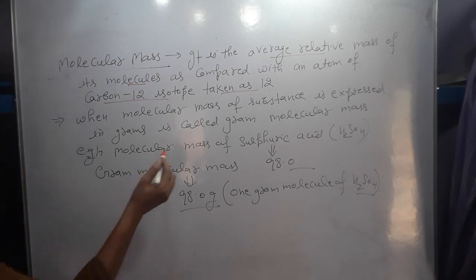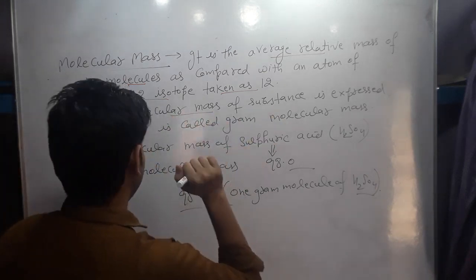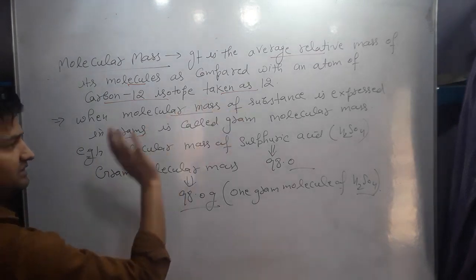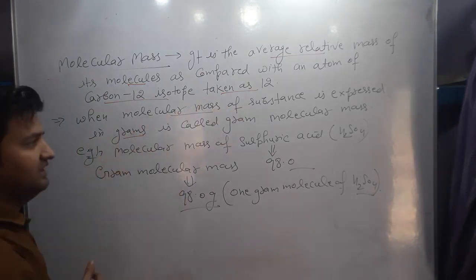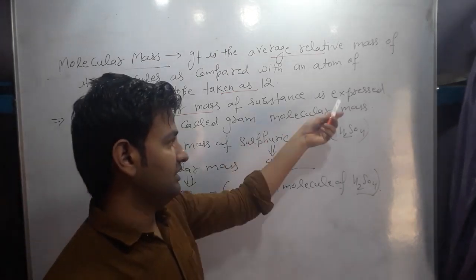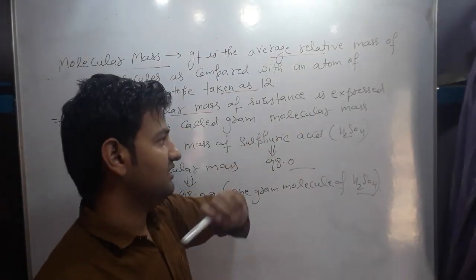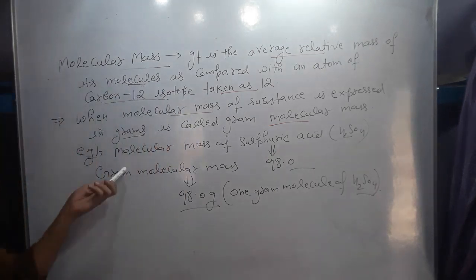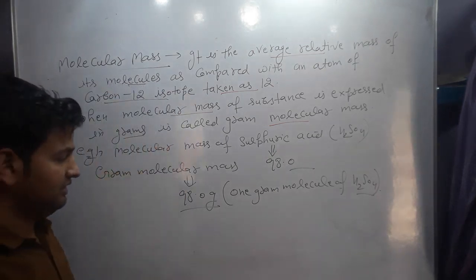When molecular mass of a substance is expressed in gram, then it is called the gram molecular mass, and for the atom, when atomic mass is expressed in gram, it is called gram atomic mass. Example, molecular mass of sulfuric acid.